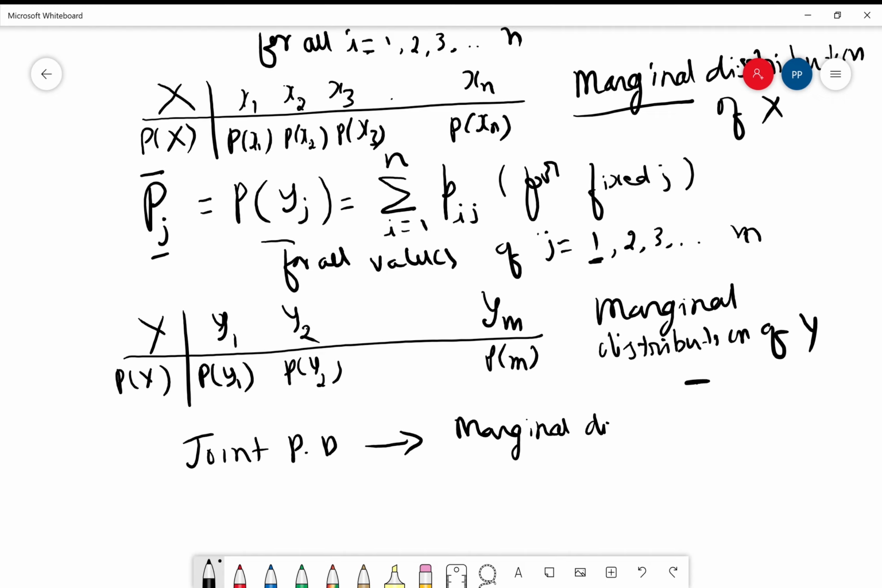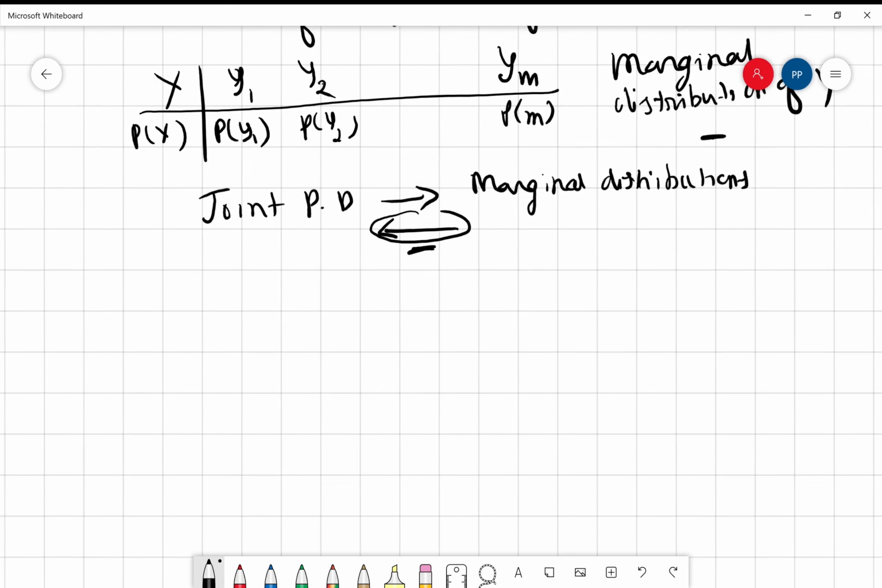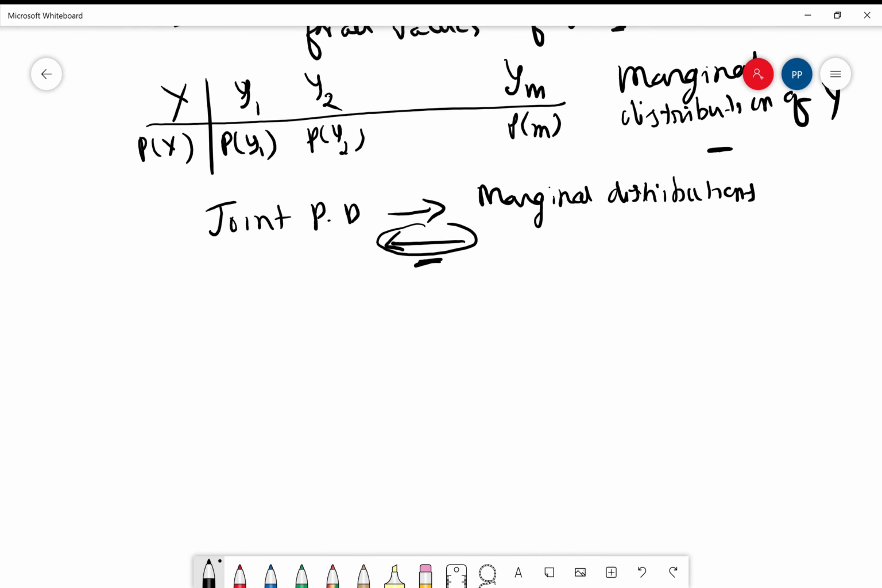It's always possible. But the other way is possible only under a certain condition. That is, from the marginal distribution you can find the joint probability distribution if the variables are independent. Now we define the condition for the variables to be independent.